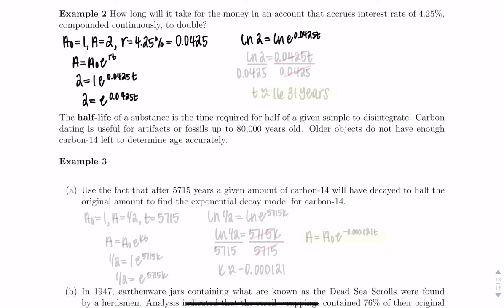The ln and the e end up canceling, and you get ln of 2 equals 0.0425t. And we're going to divide by 0.0425 on both sides.